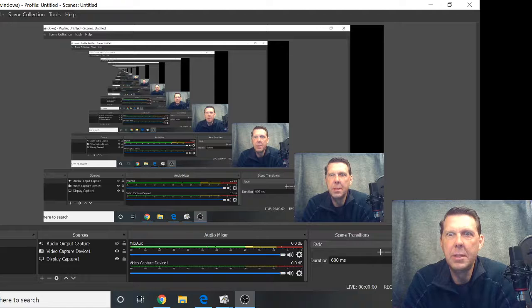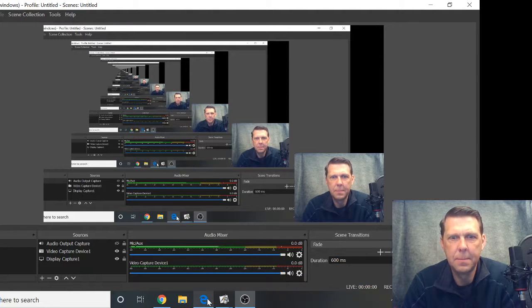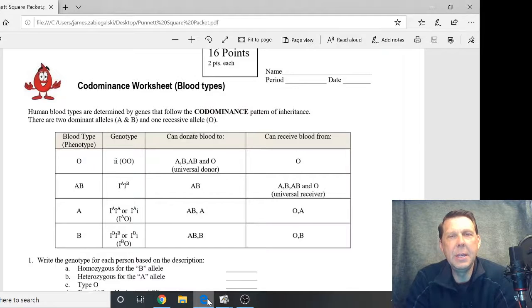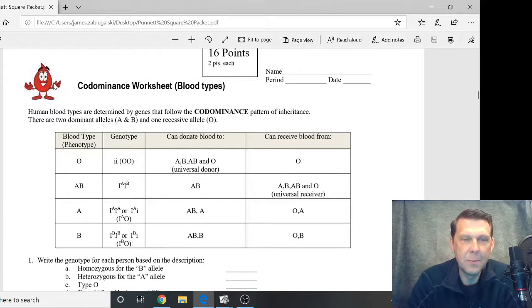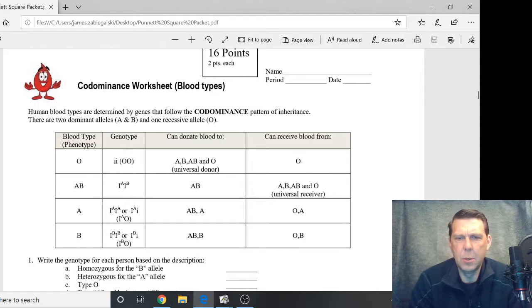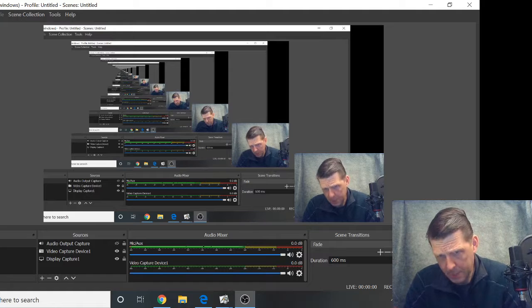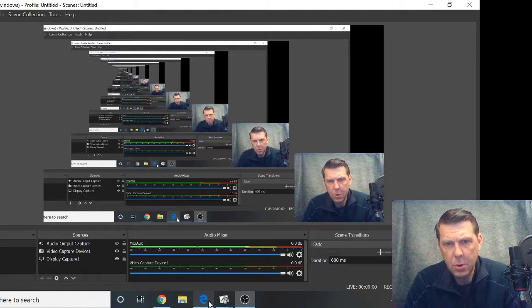Let's talk about blood today, shall we? So I have this PDF here with Barry the Blood Drop on it. Don't know if that's his real name, but I'm pretending his name is Barry. It's the happiest drop of blood I've ever seen. Very welcoming. And he is at the top of the sheet of codominant blood types. And we'll make sure I hit record here because I would hate to do all this and not be recording. All right, we are.